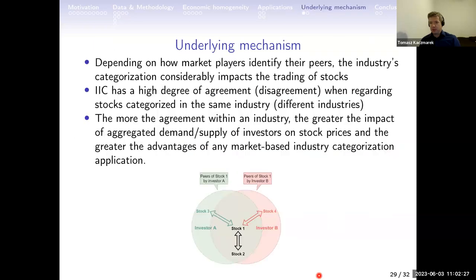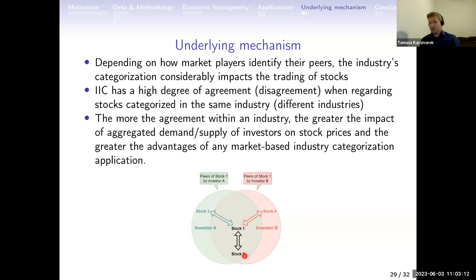Okay, and let me now move to the underlying mechanisms that support these findings. Depending on how market players identify their peers, the industry categorization considerably impacts the trading of stocks. So having this really short example, when we have two investors, investor A and investor B, and they have a different perception on stock similarity. So investor A sees that stock 1, 2, and 3 are similar, and investor B that stock 1, 2, and 4 are similar.